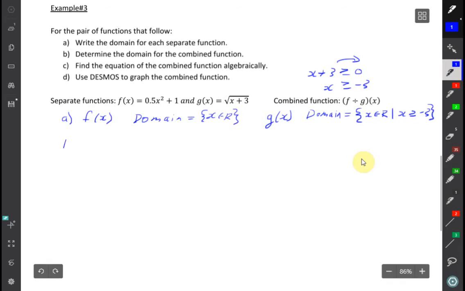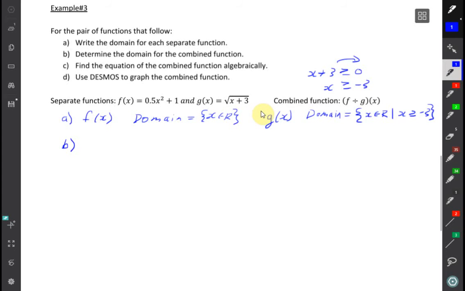Now looking at B, thinking about the combined function, first of all, I just noted that this is going to be a determining factor here, so that our domain is at least going to be x greater than or equal to negative 3. Now for this, I do need to think ahead to the fact that these two are being divided. This function is going to be in the numerator, and it's divided by g at x, so this will be in the denominator.